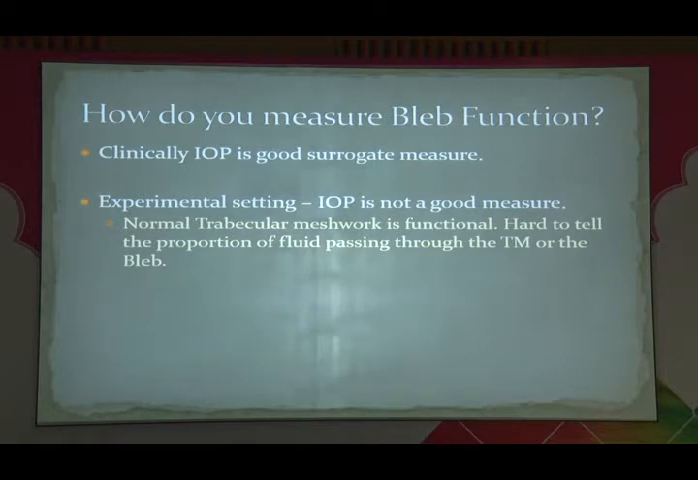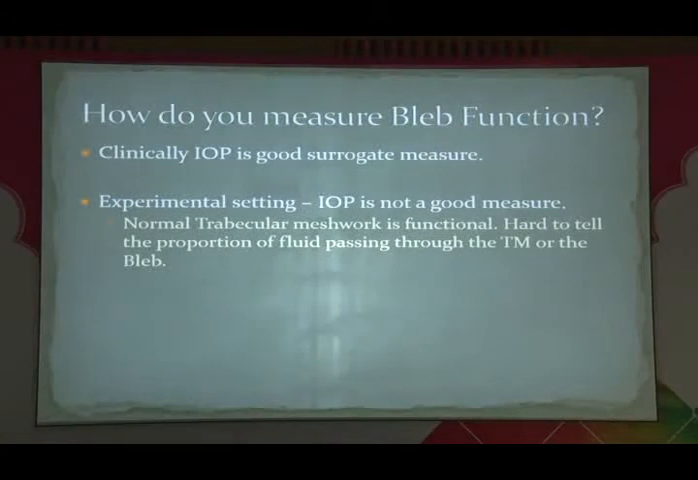But this doesn't hold true in an experimental setting, because it's very important to understand what goes on inside a lab. We have to resort to experimental work, and there this strategy doesn't work. That's because the normal trabecular meshwork is already there, unless you are handling a glaucoma model specifically. For most animals, if you're not doing a glaucoma model, the normal trabecular meshwork is also functioning, so it is very hard to say what portion of aqueous is going through the trabecular meshwork and what is going through your bleb.